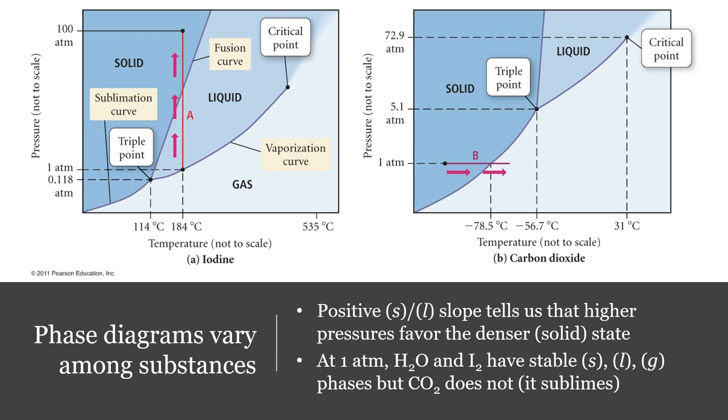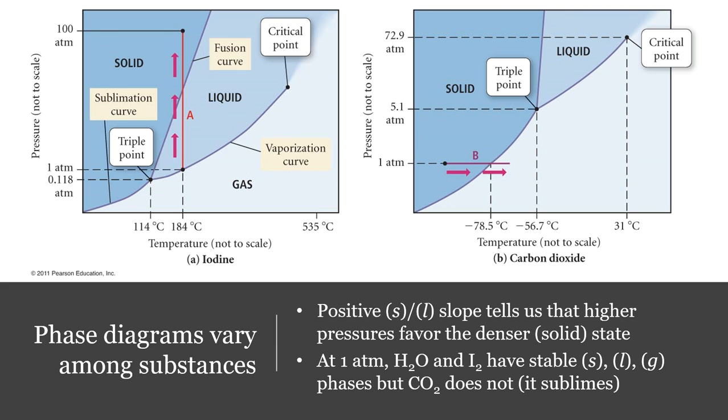To round out our discussion of phase diagrams, let's look briefly at the phase diagrams for iodine and carbon dioxide. We see that both substances have a positive or forward-tilting fusion curve, indicating that their solid phases are denser than their liquid states. This is typical of most substances. Keep in mind, water is weird.